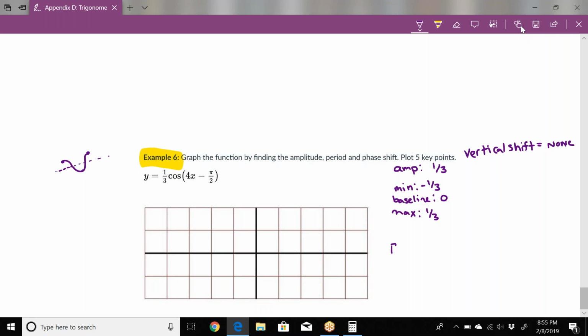Our period, we have a formula for that. We put the 2 pi, which is the normal period of cosine, divided by the absolute value of the coefficient that is in front of your x inside your cosine function. So that's 2 pi over the absolute value of 4, which is just going to be pi over 2. So notice this period is shorter than our normal cosine function.